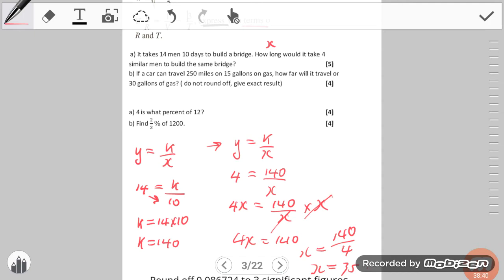The method I showed you before this was just writing down what you know and finding one portion. This is just using a formula for inverse variation or inverse proportion. Okay, awesome sauce. Let's get into part 2 of this question.